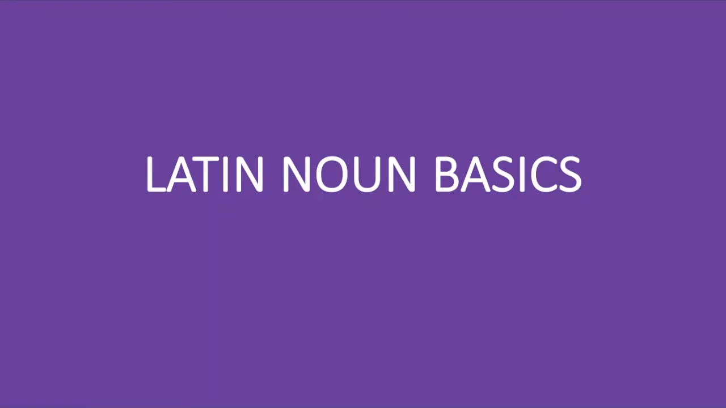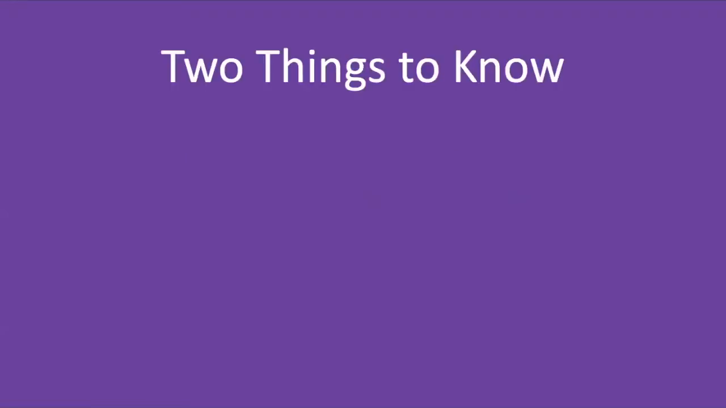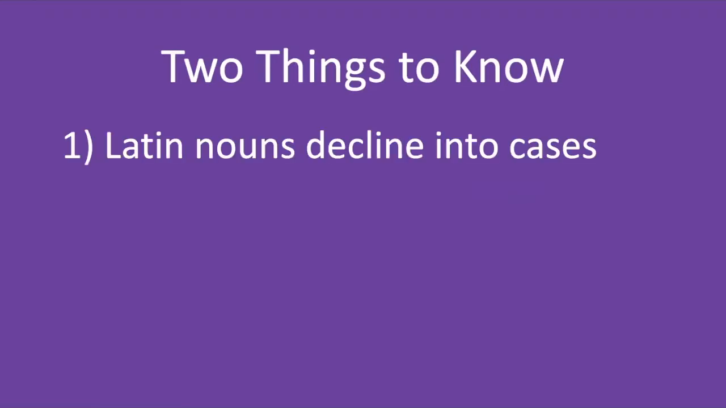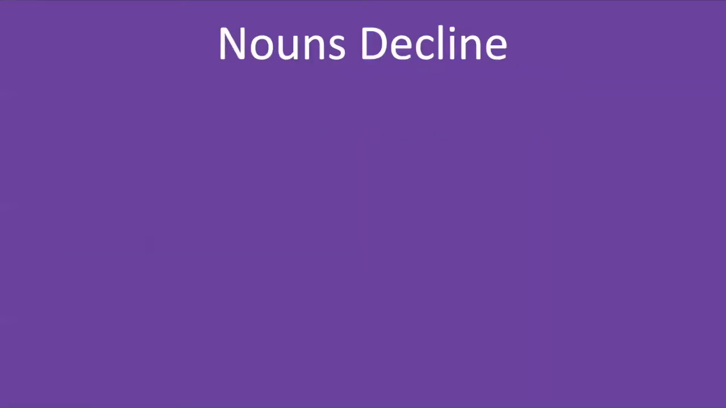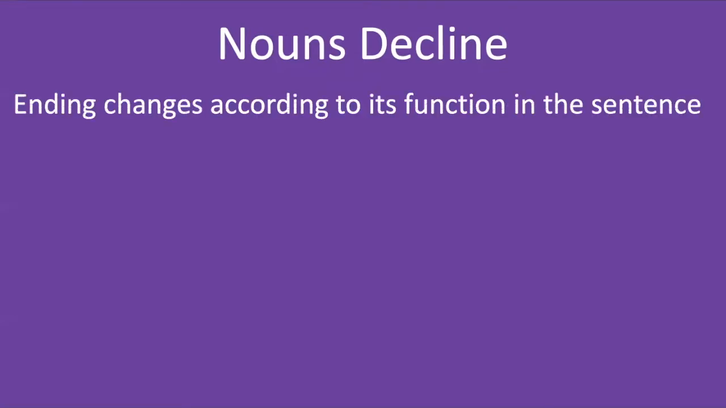This video is going to cover the basics of Latin nouns. There are really only two things you need to know about them. Number one, they decline into cases. I'll explain that in just a moment. And number two, those nouns exist in groups called declensions. So what do these two things mean? Nouns decline. What does it mean to decline a noun? It means to change the ending according to its function in the sentence.